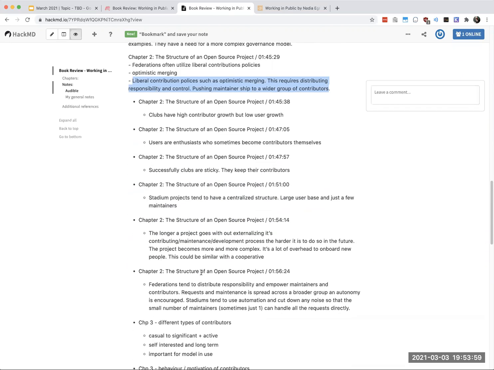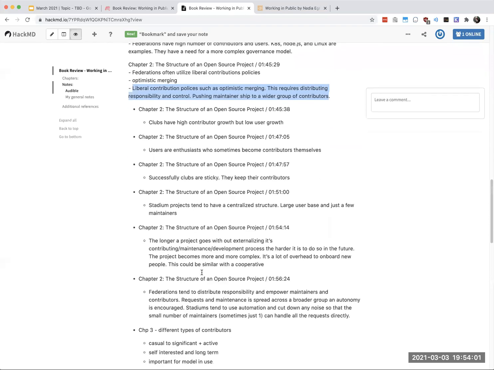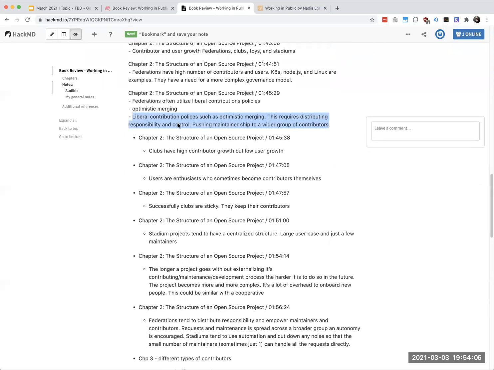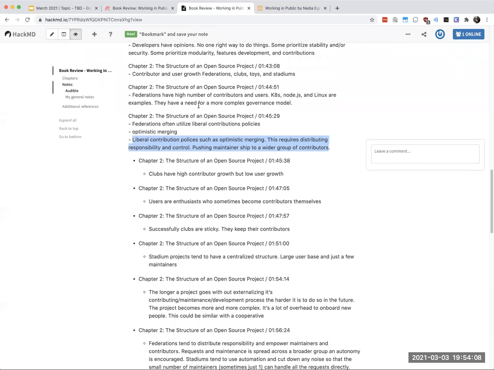This chapter is really big, so I guess I only have a few more, so maybe I can get through it and then get some feedback from you, Watson, or anyone else. Let's see.